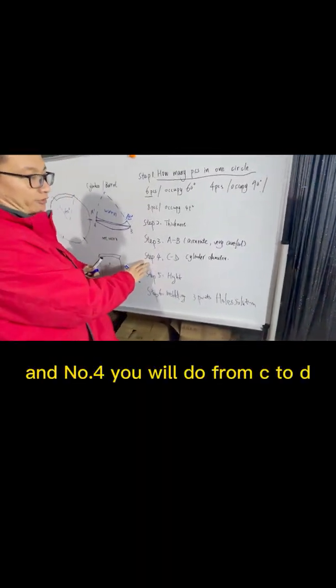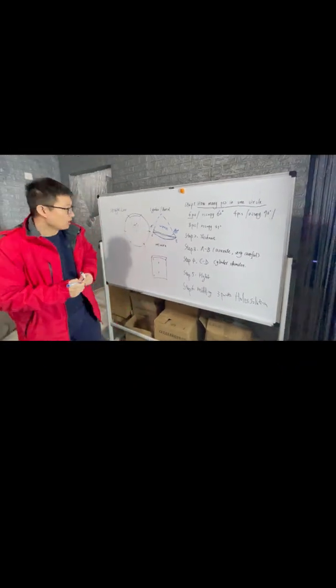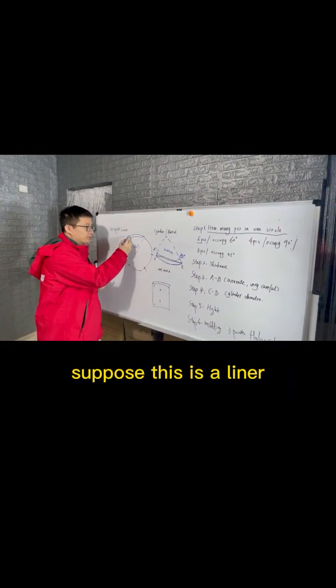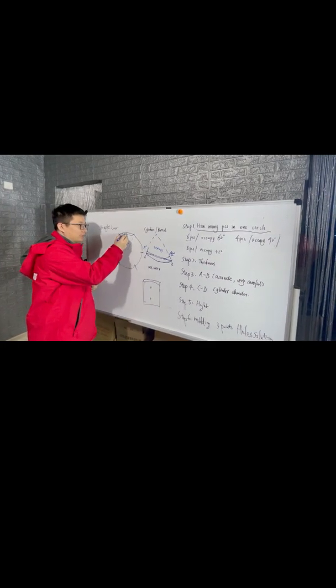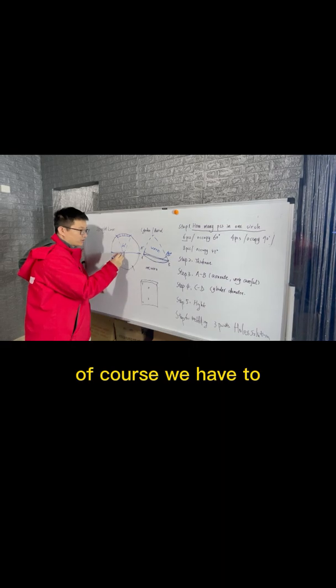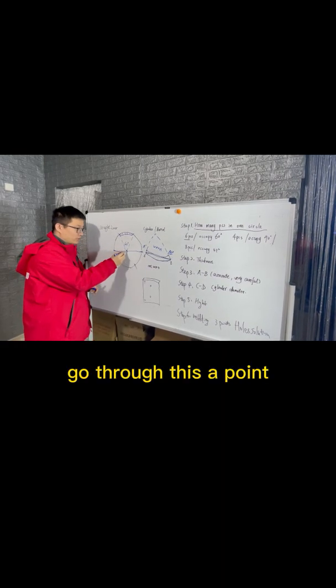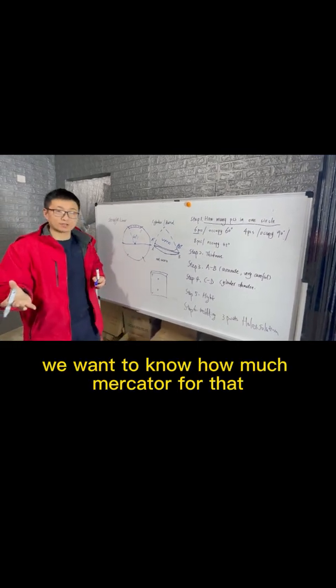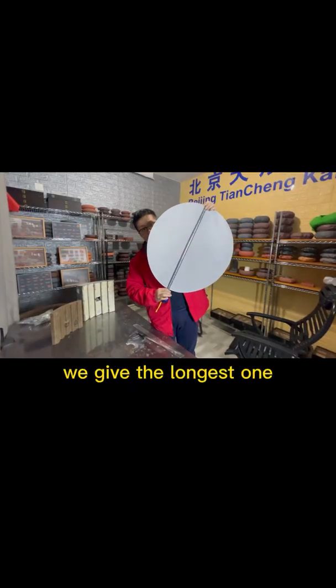And number 4, we will do from C to D. We need to know the cylinder from this part. Suppose this is a liner. We want to know from here. Of course, we have to go through this point. From here to here, we want to know how much diameter for that. The longest one, right? We give the longest one.